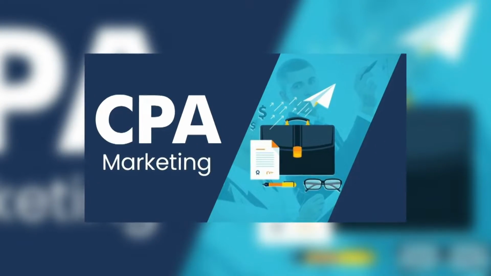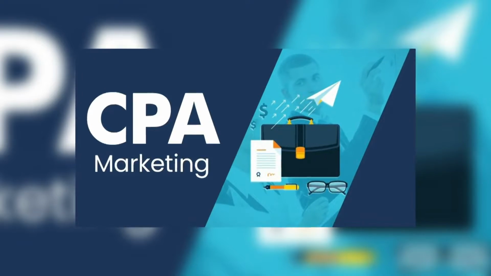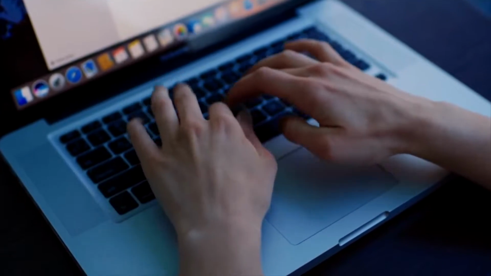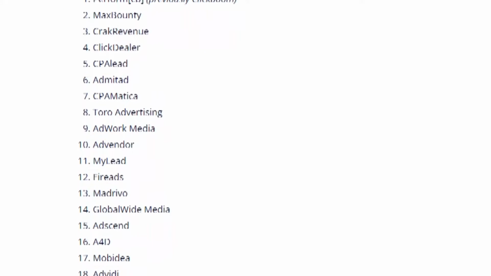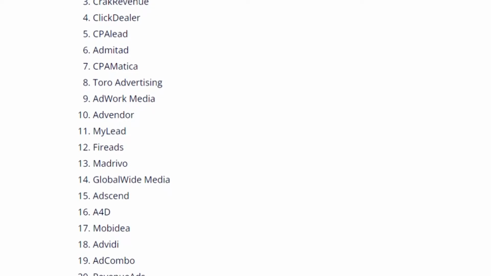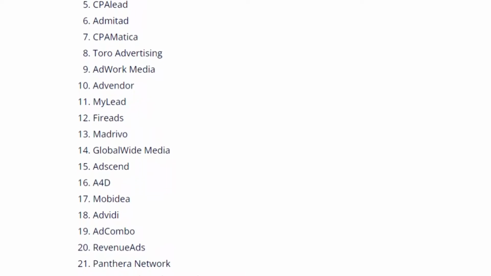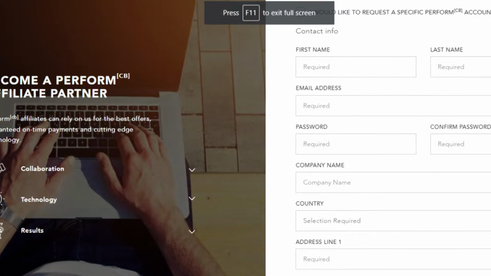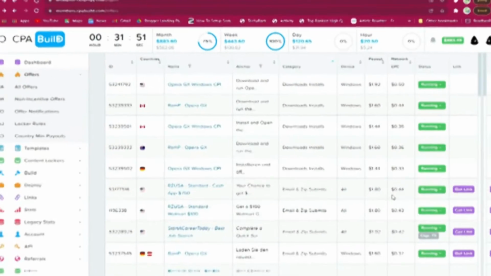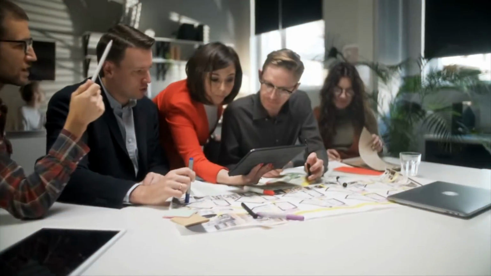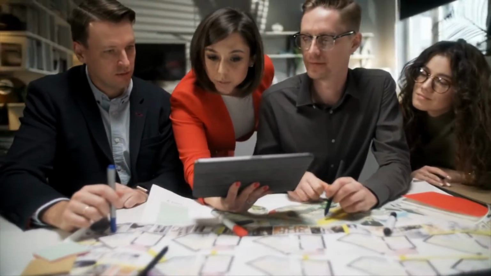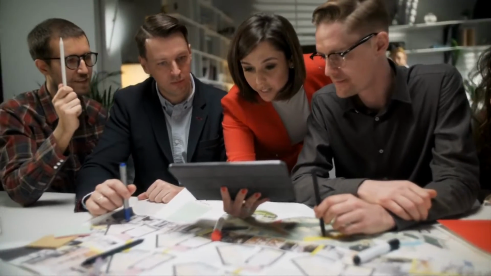Now that you understand what cost per action marketing is and how it works, you may be wondering how to get started. The first step is to find a reputable network that offers CPA marketing services. Once you've found a few networks that look promising, sign up for an account and start testing different offers. After you've found a few offers that work well for your business, you can start scaling up your campaigns to reach even more potential customers. With a little time and effort, you can use CPA marketing to efficiently grow your business.